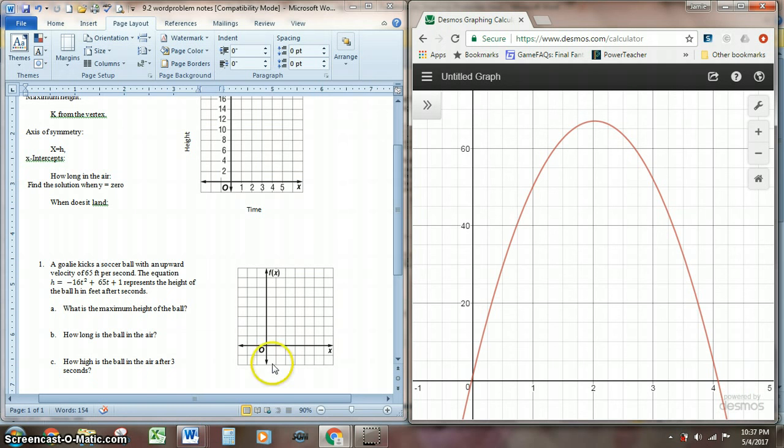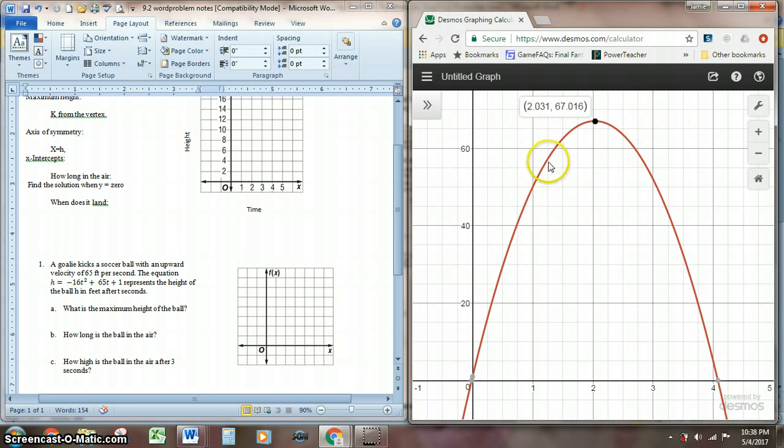Now, let's talk about how to find the maximum height of this ball. We've already mentioned that the maximum height will be k from the vertex, so we have to find the vertex. Now, I'm going to cheat because I'm using Desmos, and to find the vertex in Desmos, I just click on it, and there it is. That's the vertex. And obviously, for you to do this on the calculator, you will have to do second, calc, maximum in this case, and set up your left bound at somewhere around 1, and your right bound probably at 3.